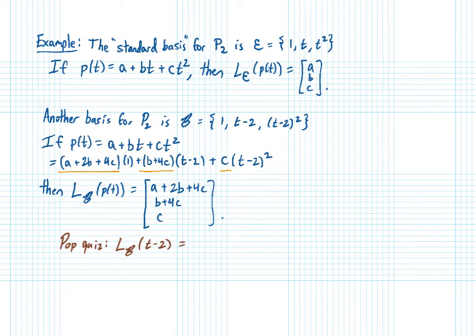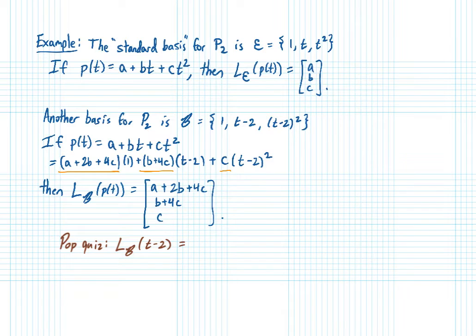Pop quiz. What is LB of t minus 2? Now, you could answer this question using the formula that we just found, and just plug in. In this case, b would be equal to 1 and a would be equal to minus 2, and then you would get the answer. But there's a simpler way to think about this, which comes back to the fundamental definition of what the coordinate transformation is. To find LB of t minus 2, what we would want to do is write t minus 2 as a linear combination of the basis vectors.